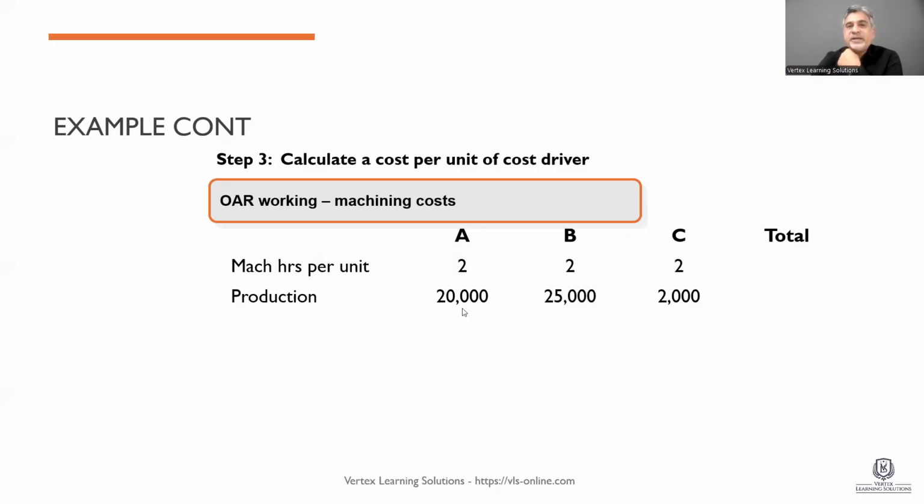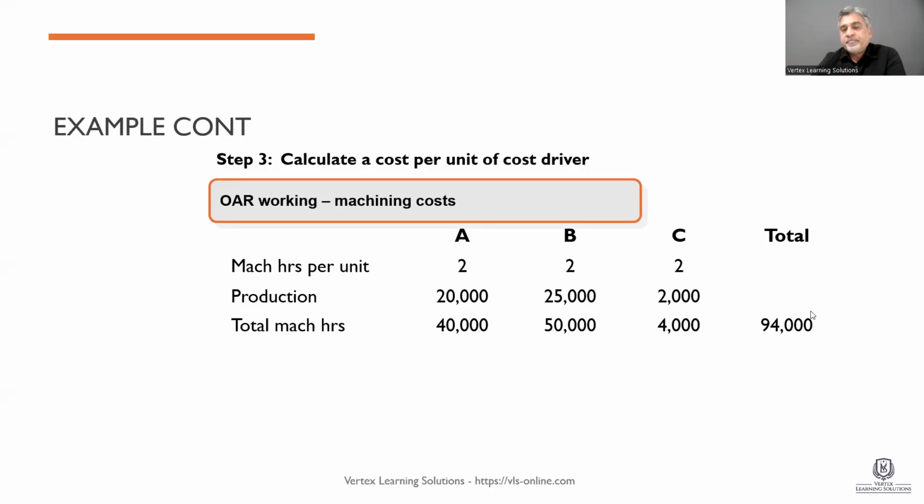So we produced 20,000 units of A, 25,000 units of B, and only 2,000 units of C. So it means that the total number of hours for A, B, and C are 40,000, 50,000, and 4,000. 2 into 20, 2 into 25, and 2 into 2. So the total number of machine hours is 94,000.